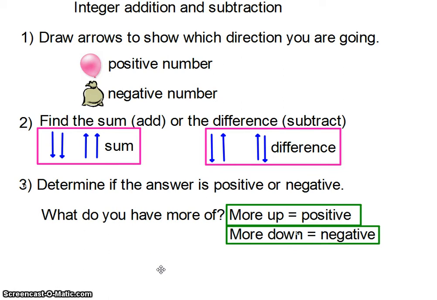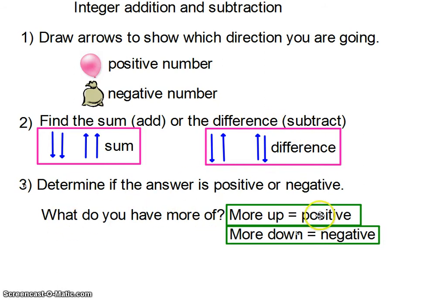Okay, so this is a video to help you learn integer addition and subtraction. So basically, there's three steps. First, you have to draw arrows to figure out which direction you're going. Are you going up or are you going down? After you've drawn your arrows, you have to decide, should I find the sum? Do you add up the two numbers or find the difference, subtract the two numbers? And then the third step is to determine if the answer is positive or negative.